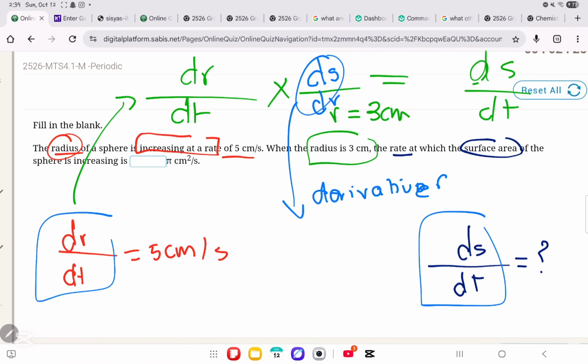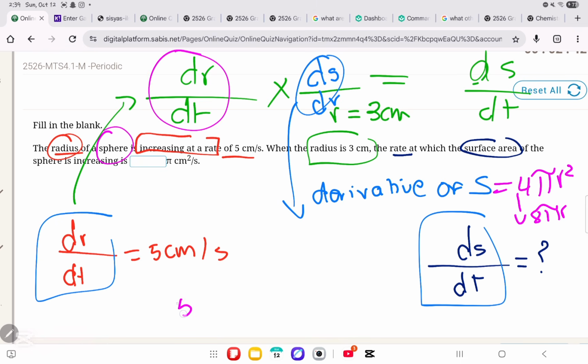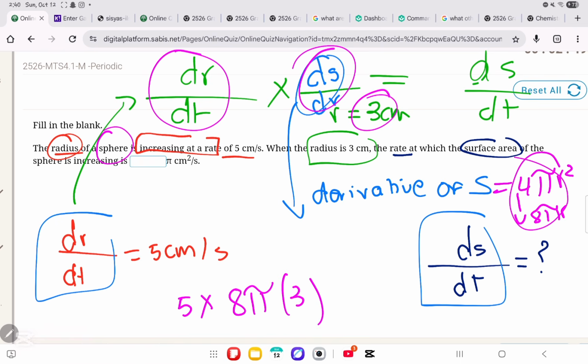of, I forgot how to write, my bad. Derivative of the surface area S. So of a sphere, what's the surface area? It's 4 pi r squared. So you take the derivative, which is 8 pi r. And now you do dr over dt, which is 5, times ds over dr, which we found to be 8 pi r. And we know that r is 3 centimeters. That is going to give us ds over dt. So that's going to be 5 times 8 times 3, which is 120 pi centimeters squared per second.